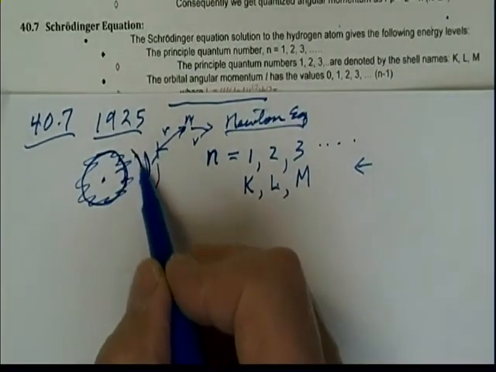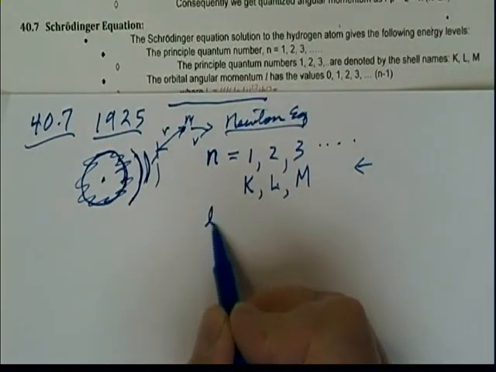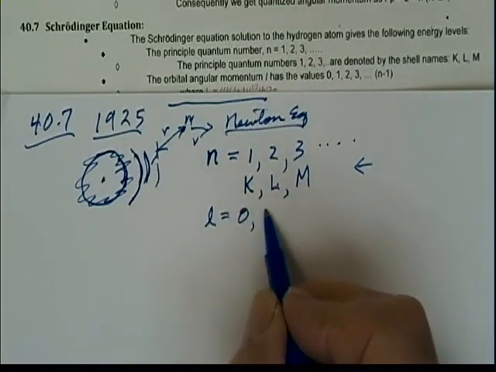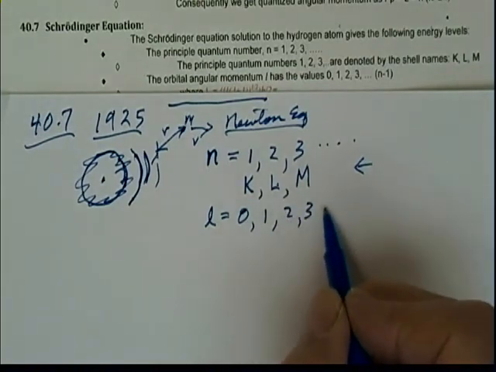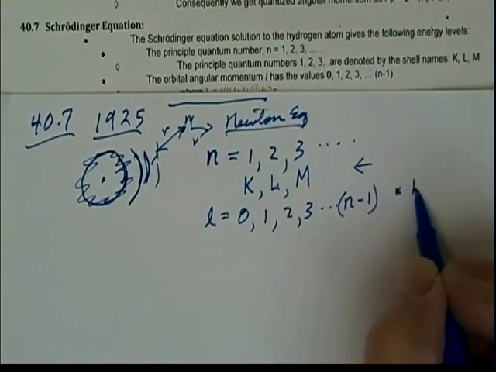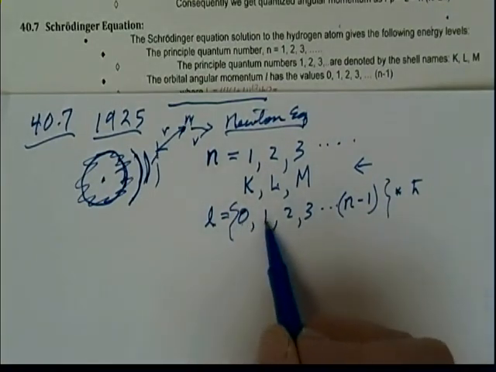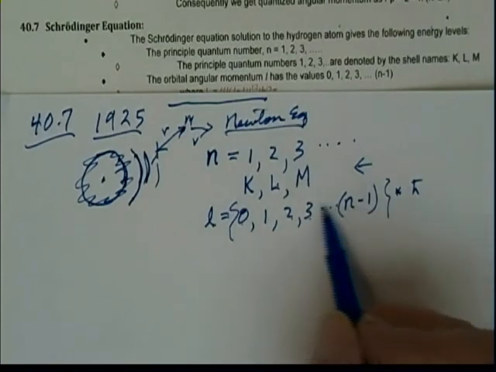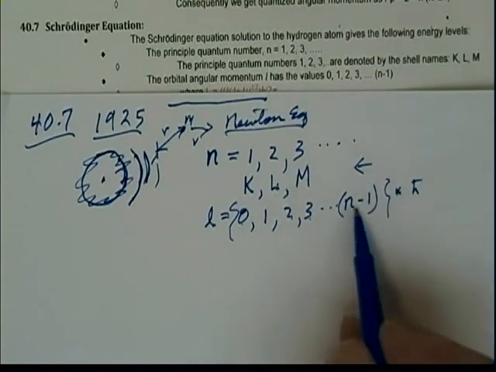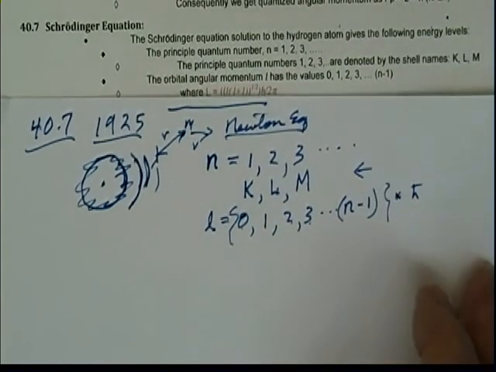Now, within each of these shells, you can have different angular momenta. And the angular momentum, L, can equal the value 0, because you can have no angular momentum at all, or 1, or 2, or 3, up to n minus 1 times h bar. Remember, the angular momentum is a multiple of h bar. So it can be 0 h bar, 1 h bar, 2 h bar, 3 h bar, and if I'm in, say, the L shell, I could go up to 2 minus 1. That would be 1. That would be the highest I could get for the L shell in giving me my value of L.